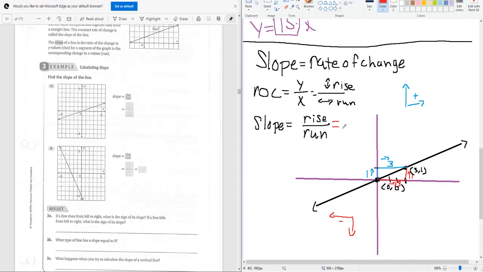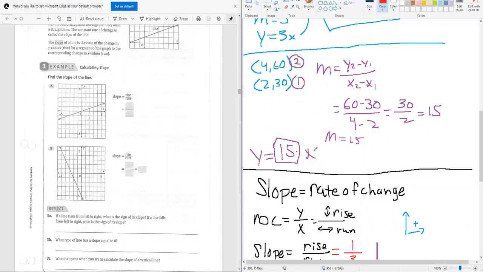So here, according to our red triangle, our run, our left and right movement, we went to the right 3 times. Therefore, it's positive movement, so positive 3. And then we went up once. That means our slope is 1/3. Okay. That was pretty easy. We didn't have to do any calculations really. All we did was we made a triangle. We counted how many movements and where the movements were going, and then we plugged them in.